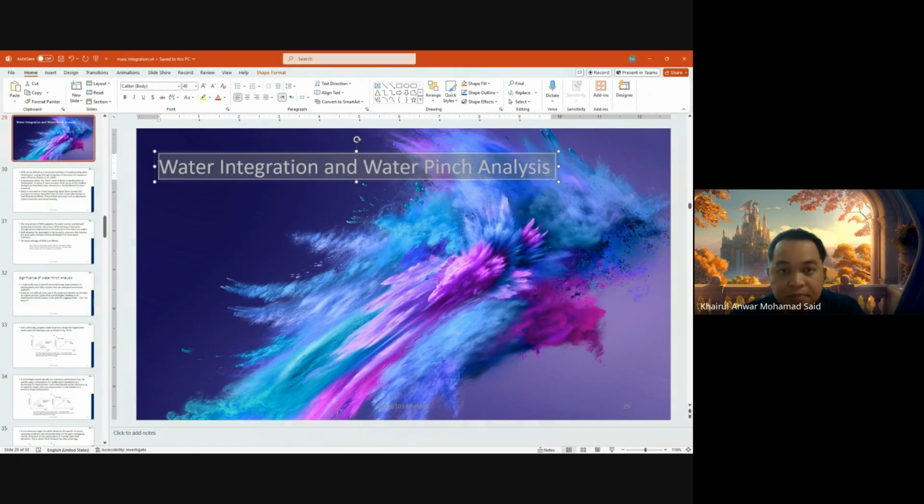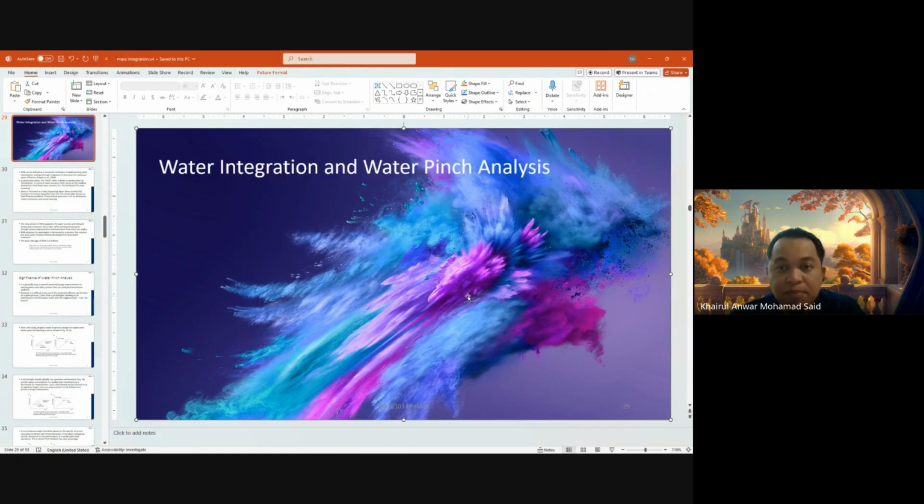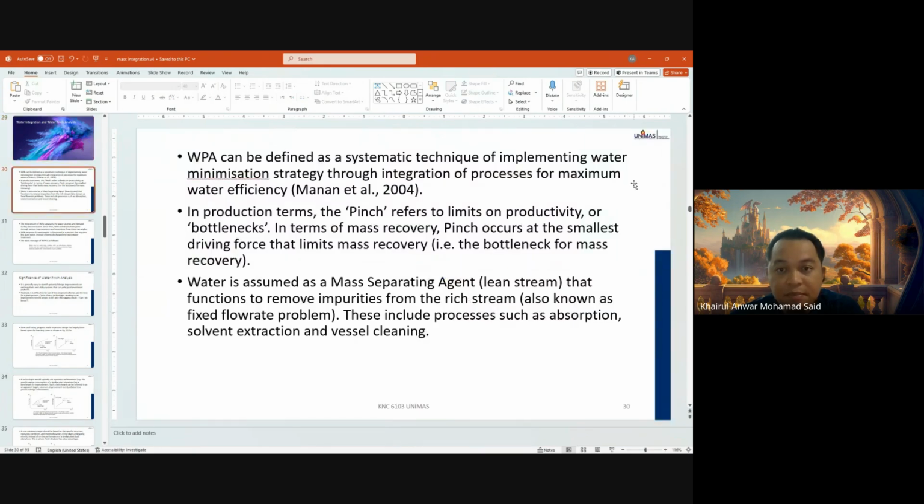Next is water integration and water pinch analysis. Explain this.